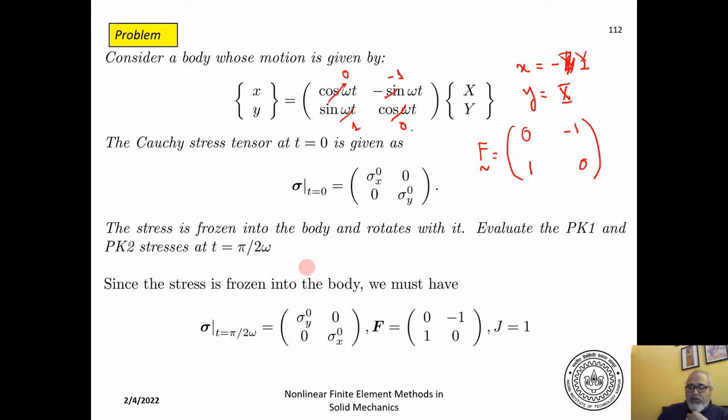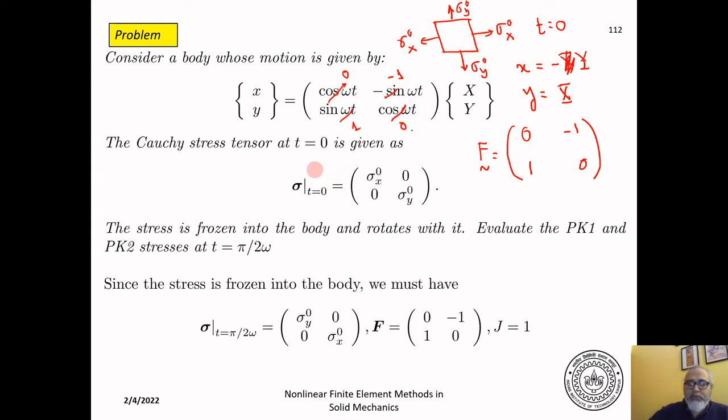Now, once you have the deformation gradient tensor, we also have the fact that while the body is rotating, the stress acting on it is sigma x naught in the x direction and sigma y naught in the y direction at time t equal to 0. This is the state of stress at time t equal to 0. This stress state remains fixed to the body and rotates with it.